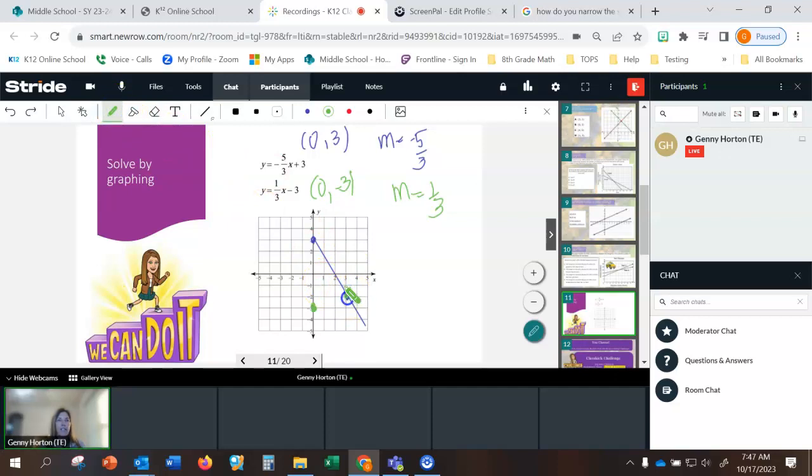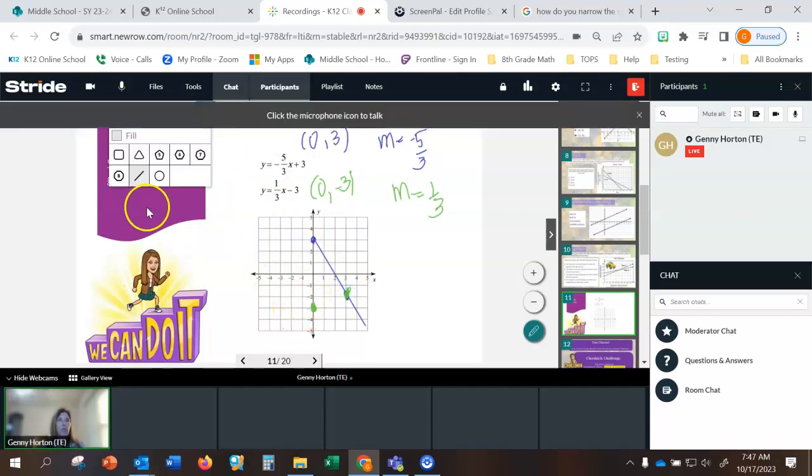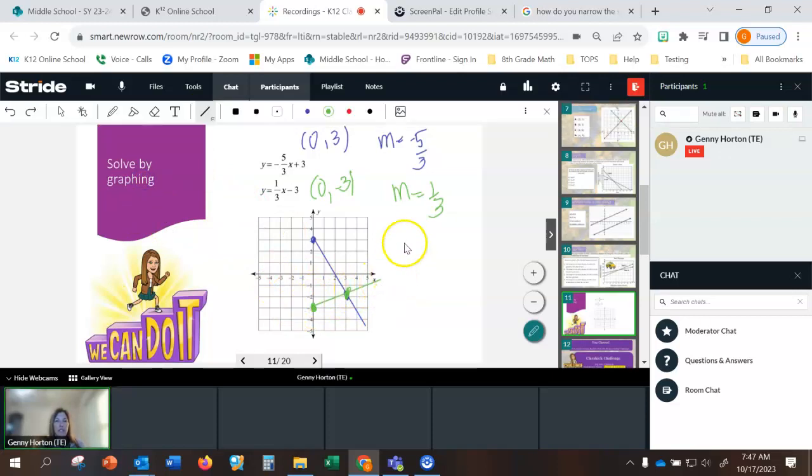So that is the solution for the systems of equations. So that point is at, here's my x, it's 3, my y is -2.